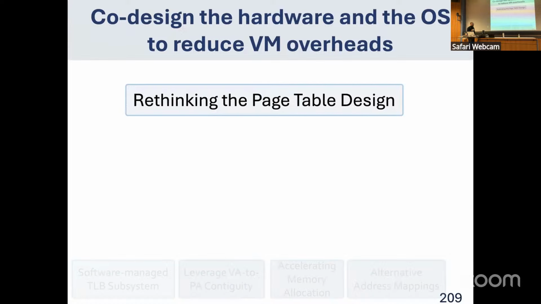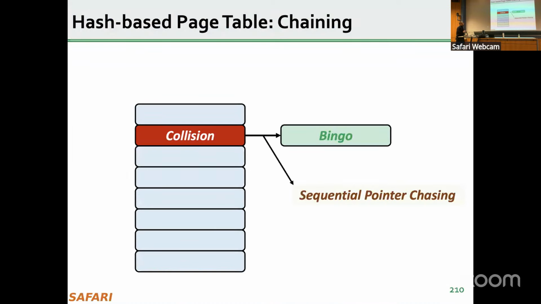Another approach is to completely rethink the page table design. Instead of using multi-level page tables, we can use hash-based page tables with chaining, right? I organize the page table in a hash-based way. What's the problem here? I might have collisions. If I have collisions, then I need to basically create chains. And the problem here is that I will have sequential pointer chasing in case my page table becomes full very quickly. And another disadvantage is that if I want to resize my page table, then I need to rehash all the elements in the page table.